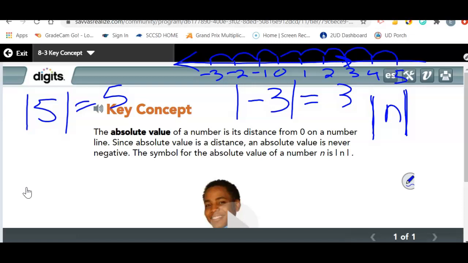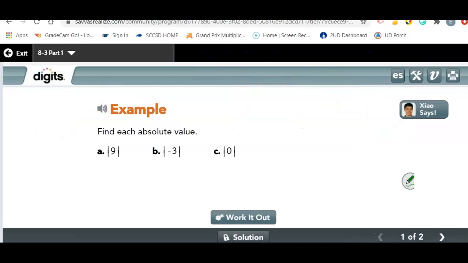We'll talk about it once you've tried it. Who can read A for me and give me the answer? Michael. The absolute value of 9. Good. The absolute value of 9, which equals 9, is correct. Nice job. On the second one, Owen.